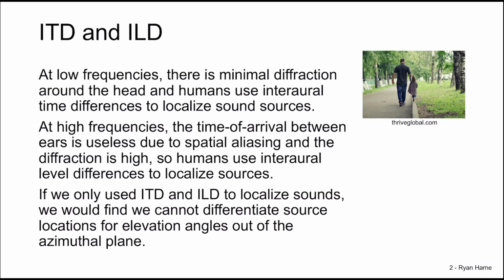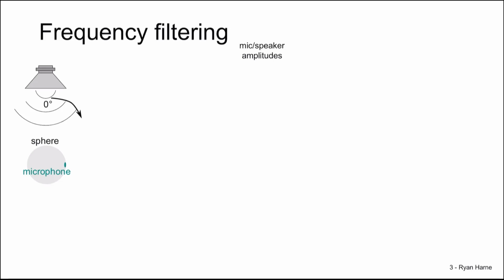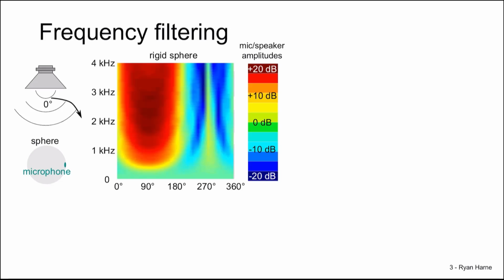But if we only used ITD and ILD to localize sounds, we would find that we cannot easily differentiate source locations for elevation angles that are out of the azimuthal plane. This is called the cone of confusion. When the ITD and ILD are relatively the same for this model of the head as a rigid sphere, we are unable to localize sounds out of the azimuthal plane. There must be other mechanisms that we use to localize sound sources. In fact, there's very nuanced frequency filtering that we would find different from a rigid sphere to the human head.